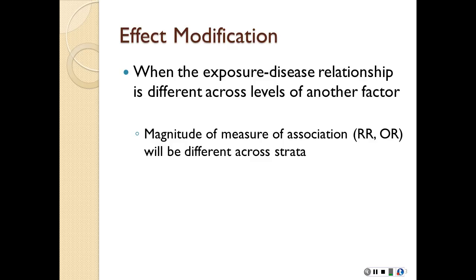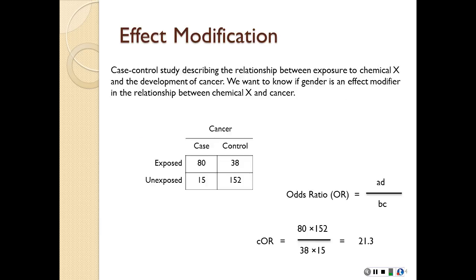So let's walk through an example. I think it makes it a little bit clearer again. So we have a case control study looking at the relationship between exposure to chemical X and the development of cancer. And we think that gender might be an effect modifier in this relationship. So we have our crude table, our 2x2 table, and we have our crude odds ratio of 21.3.